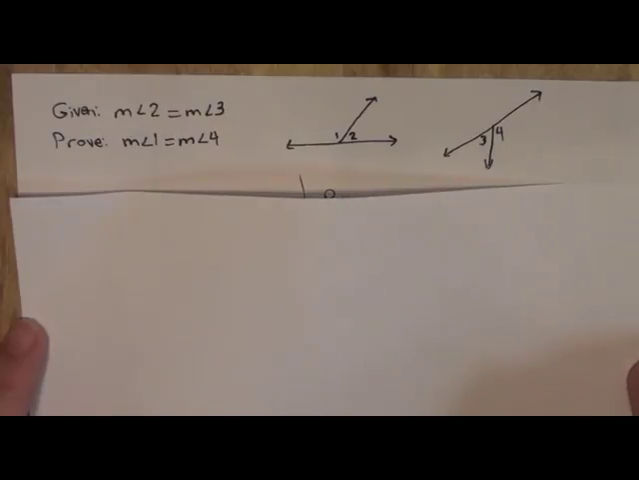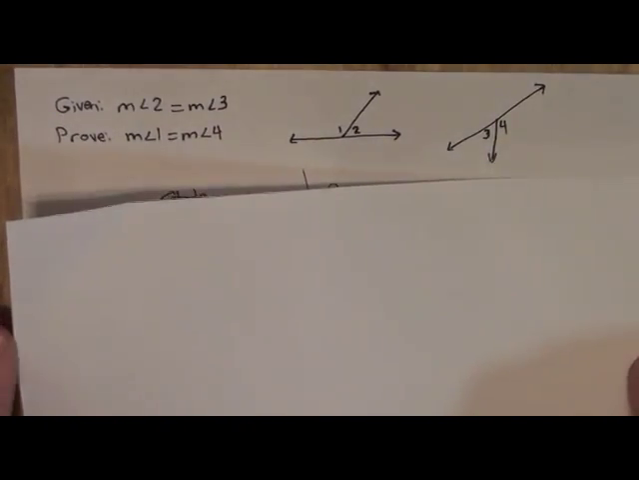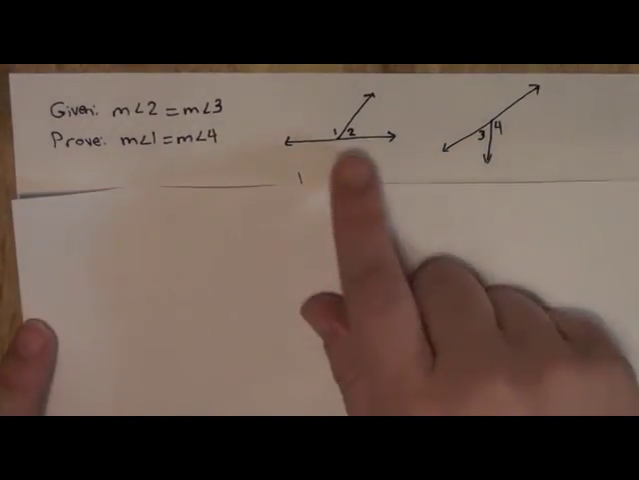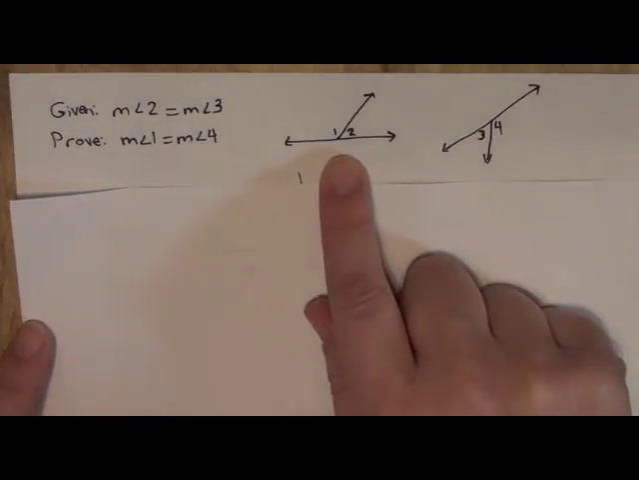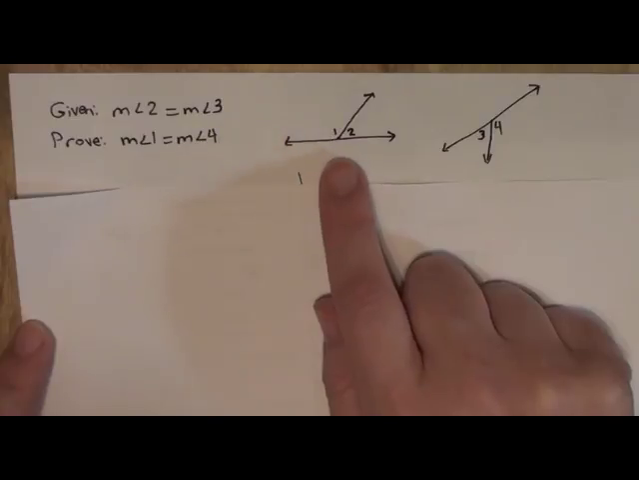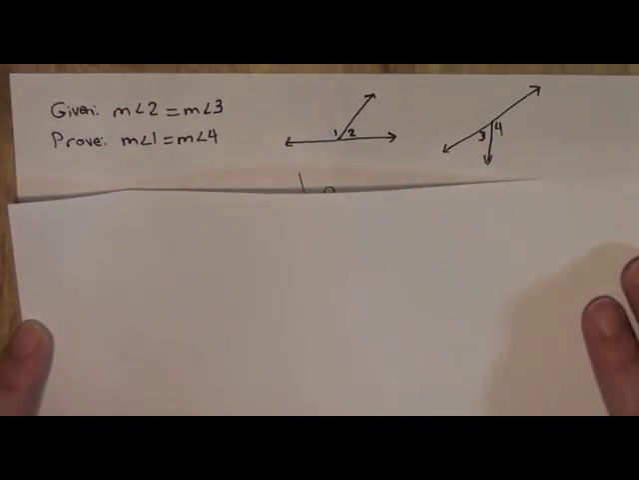You have to have your properties memorized, and the more times you see pictures like this, you know to say that they're supplementary. That means they add to 180. You start to pick up on those patterns. The more proofs you do, the better off you'll be for the test.